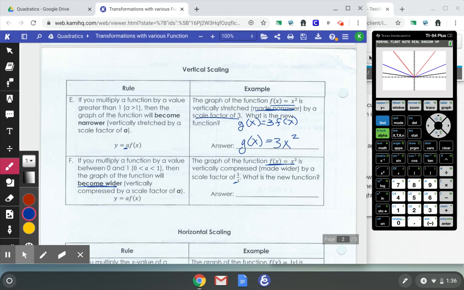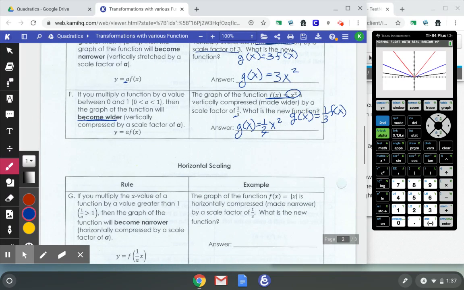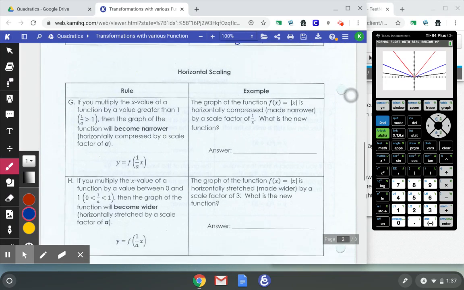What's the new function? I'm going to call the new function g of x, and if I'm going to make it wider by a third, I'm going to do 1/3 times f of x. So to write my new function, g of x will equal a third times f of x, and f of x was x squared. All right, that's vertical scaling. So it's either going to become skinnier or wider.